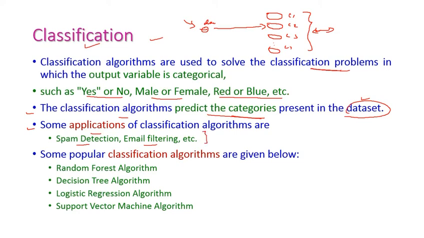Many applications are there for classification problems, and some popular machine learning algorithms which come under classification are the random forest algorithm, decision tree algorithm, logistic regression algorithm and support vector machine algorithm, that is SVM.